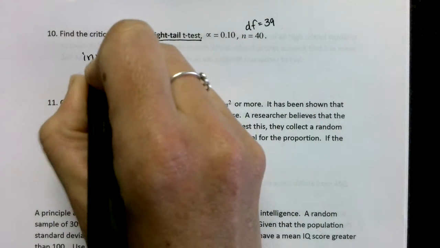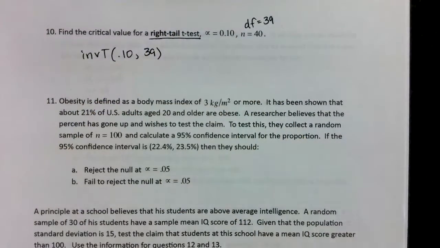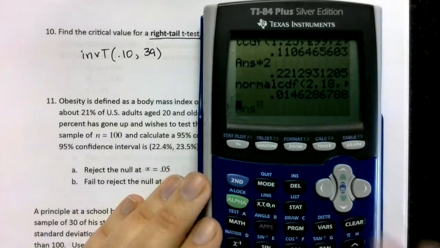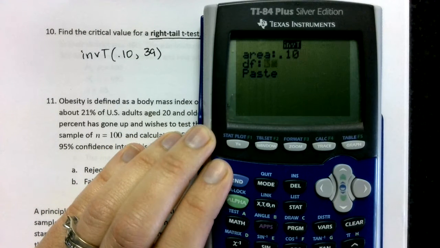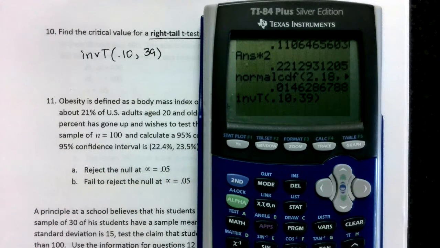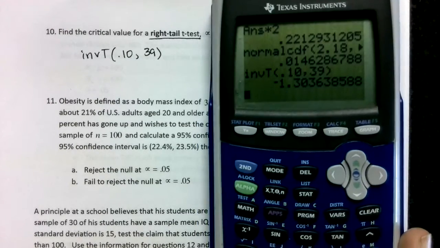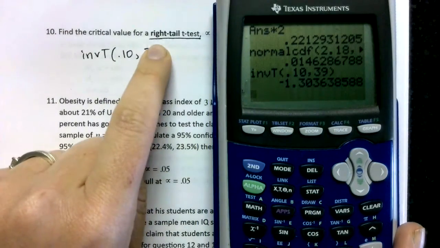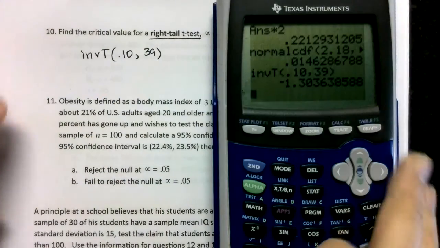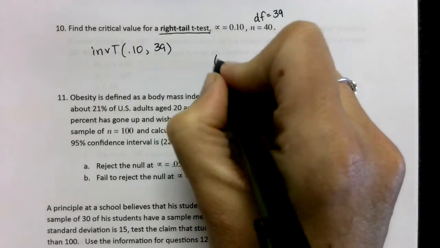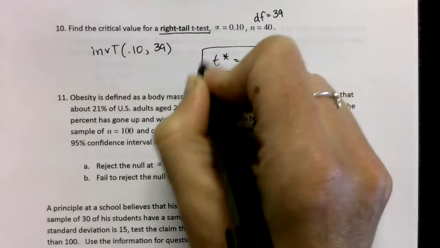So we're going to do inverse t 0.1039. Okay, now one of the things that you need to be careful with on this one, the answer on your calculator is going to come up negative, but since it is a right tail test, that means your answer has to be positive. So we're going to put our T critical as positive 1.30.